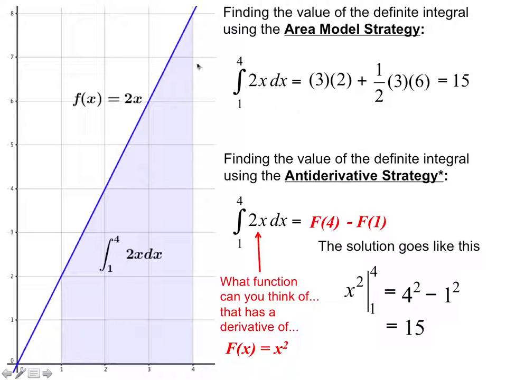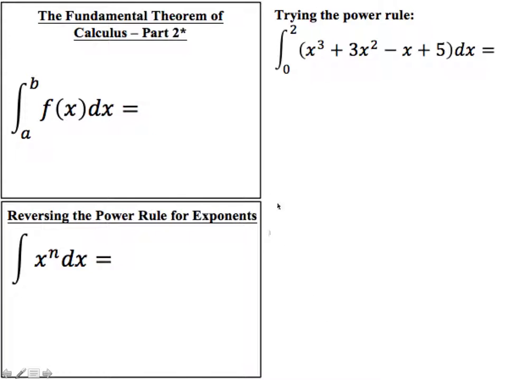So now, instead of relying on geometric shapes, we can find antiderivatives. We can extend this to be used on functions that don't make geometric shapes, and now we have a strategy to work with those functions as well without a calculator. The asterisk showed up here too, because that antiderivative strategy is really called the fundamental theorem of calculus part 2.